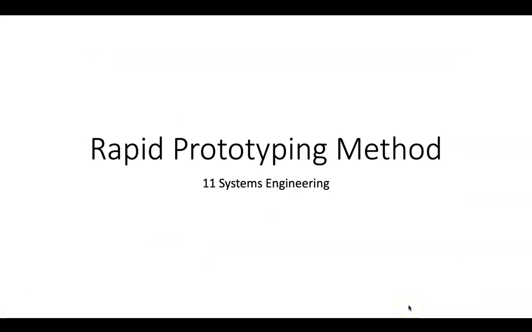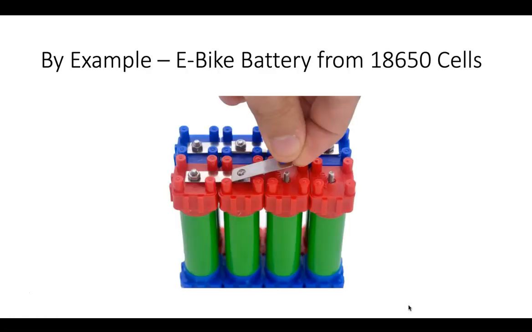Let's look at an overview of how to do a rapid prototyping method in Year 11 Systems Engineering. I'm going to use the example of creating an e-battery bike from 18650 cells using a system of clips that have been developed on the top here that are commercially available but a bit hard to get at the moment, and they're also quite expensive for what they are.